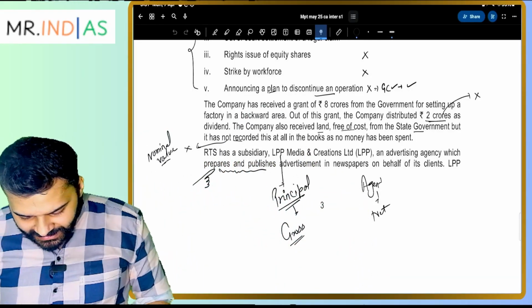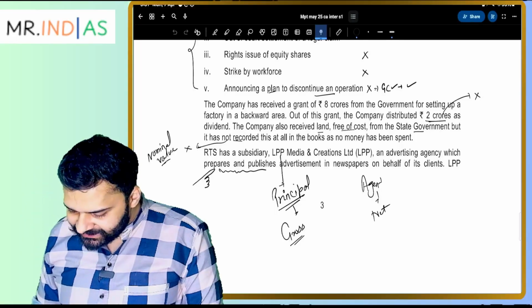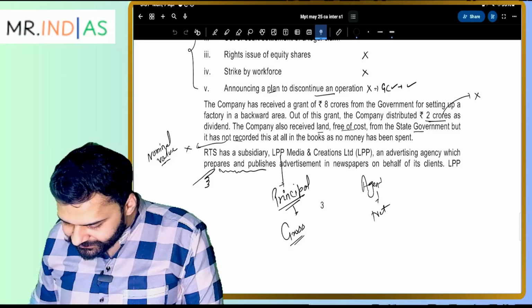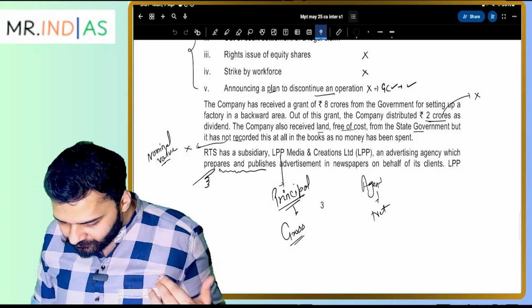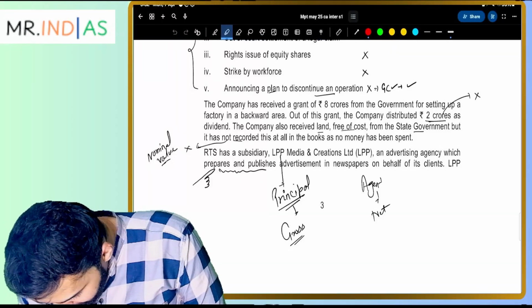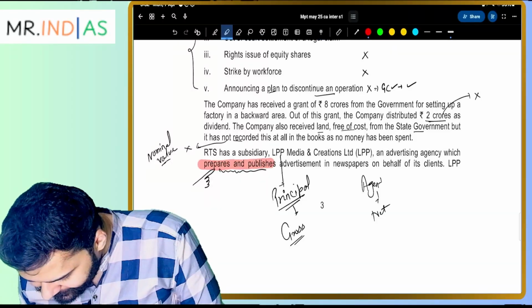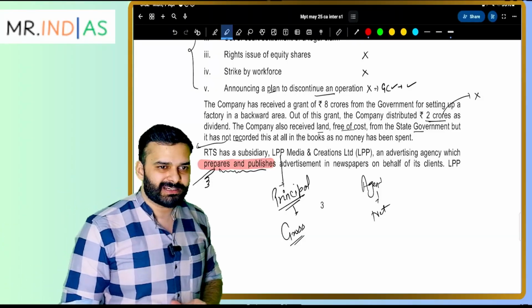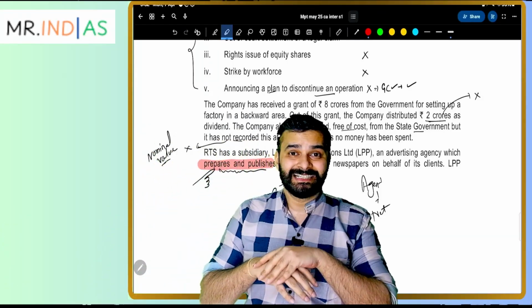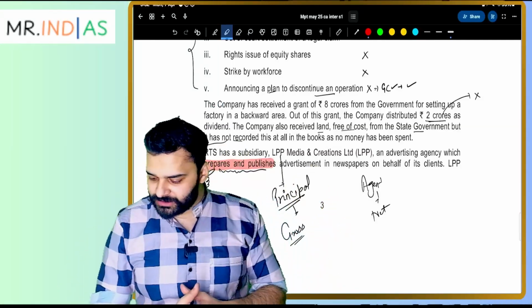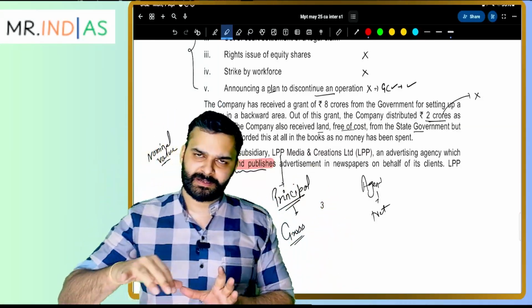So RTS has a subsidiary, LPP Media Creation Limited, an advertising agency which prepares and publishes advertisements in newspapers on behalf of its clients. Okay. So the key point is LPP prepares and publishes advertisements in newspapers. Why is that the key point? Because it determines the agent and principal relationship of LPP Media with respect to their customer.